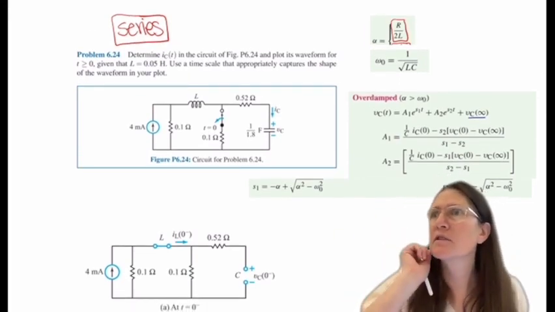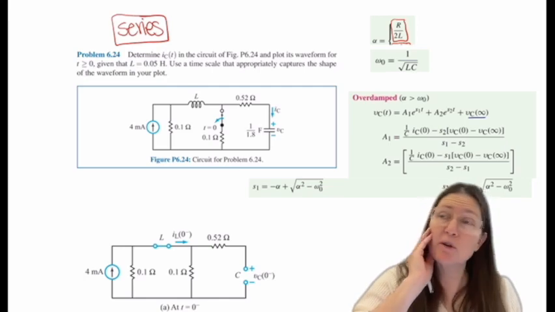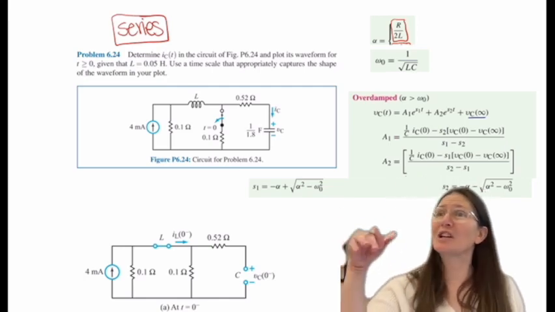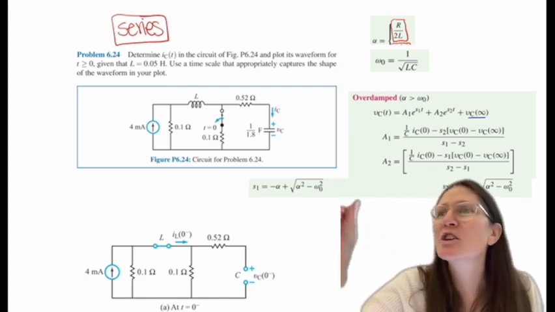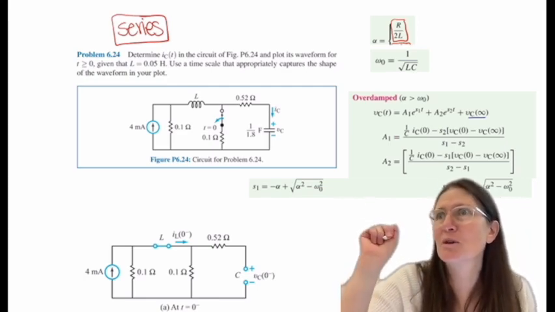Is that RTH, with suppressed sources and everything? Yep. So for RTH, if we only have independent sources, which we're only looking at independent sources in this class, you'll remove those independent sources. So suppress them or set them equal to 0.